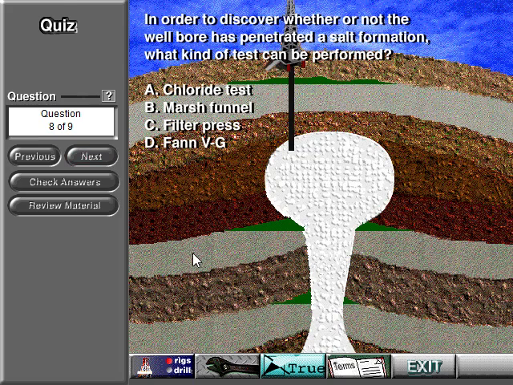In order to discover whether or not the wellbore has penetrated a salt formation, what kind of test can be performed? A. Chloride test. B. Marsh funnel. C. Filter press. D. Fan VG. Correct. By adding potassium chromate to a mud sample, engineers can test for the presence of salts or chlorides.